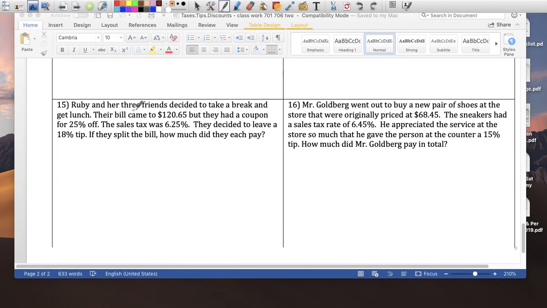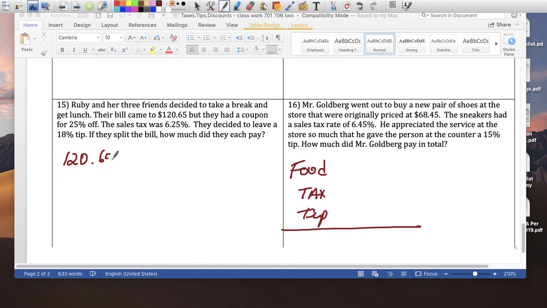Okay, so let's take the coupon first. So, I will write here food. This is tax. This is tip. So I can't write food price, the 120.65, because it's not really 120.65 because they have a discount. So let's do that first.